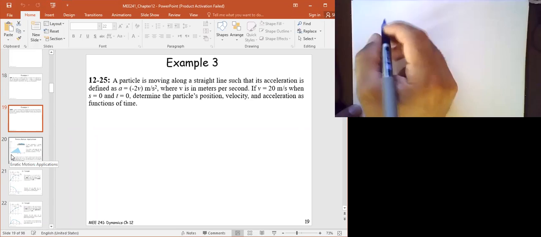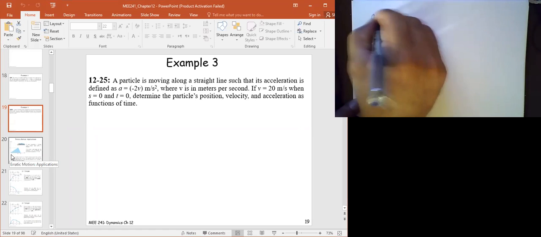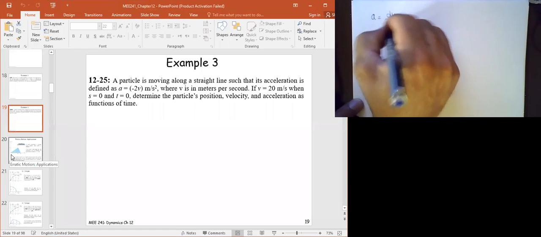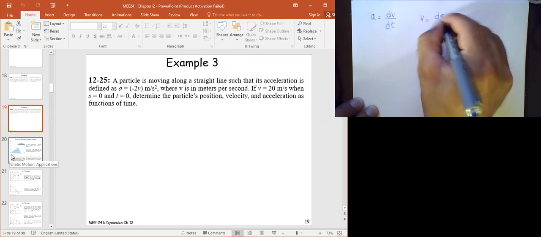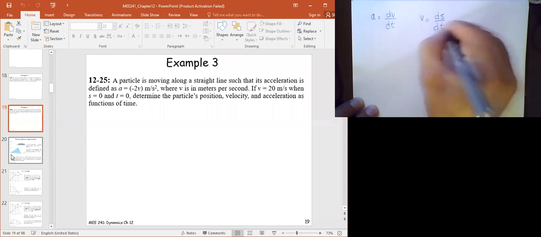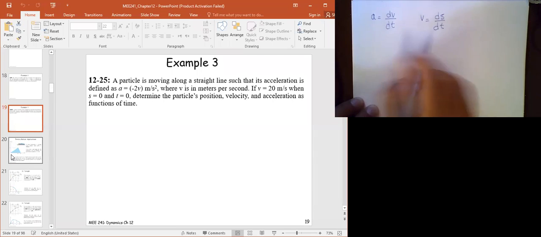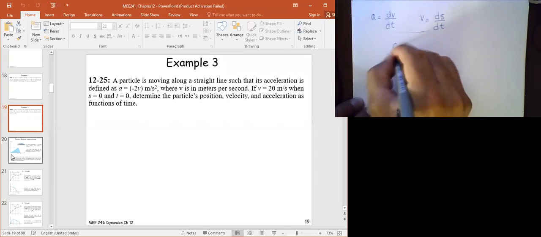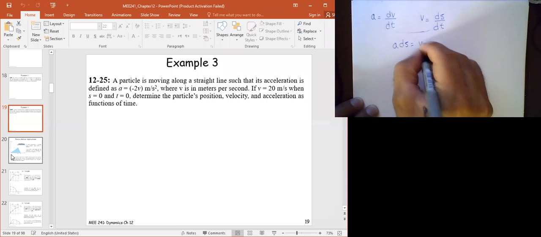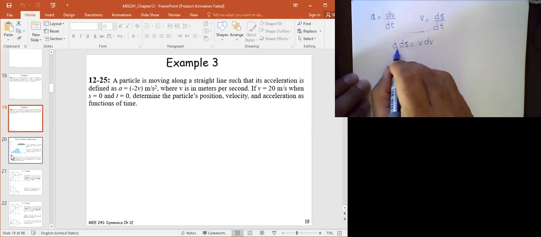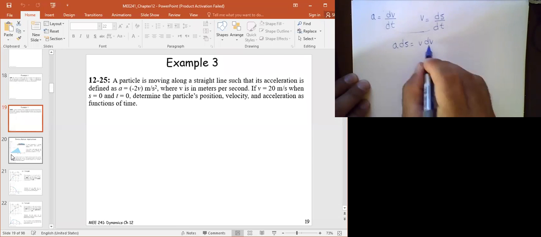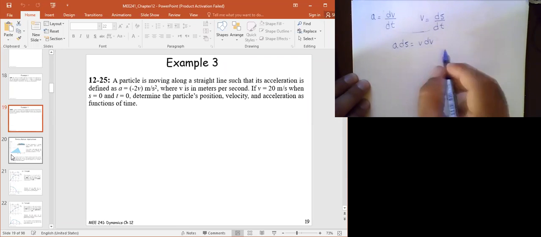We said the acceleration is the rate of change of the velocity with respect to time, and the velocity is the rate of change of displacement with respect to time. So if you take dt from each, you can make another equation, which is ds is equal to v dv. In reality, this is only a very small change in position and a very small change in the velocity, and that is how they are related.